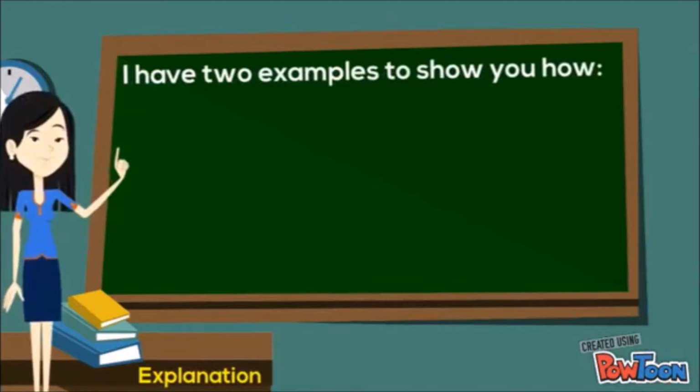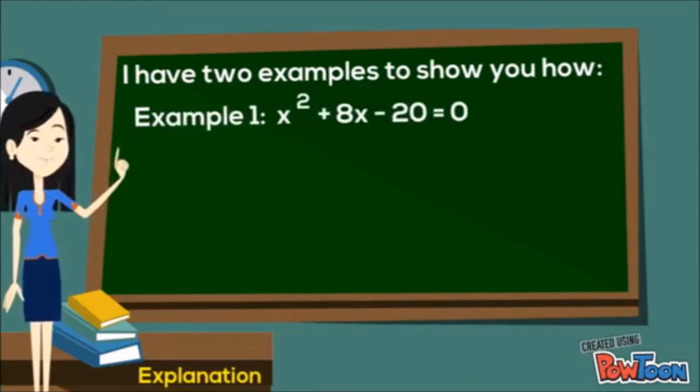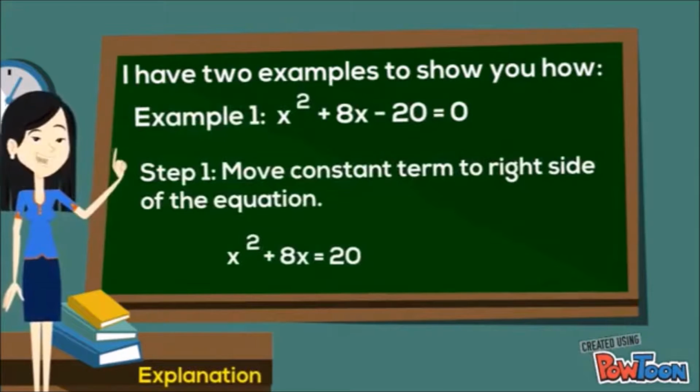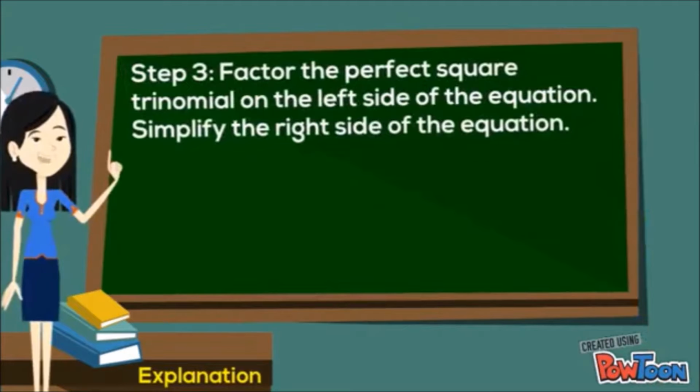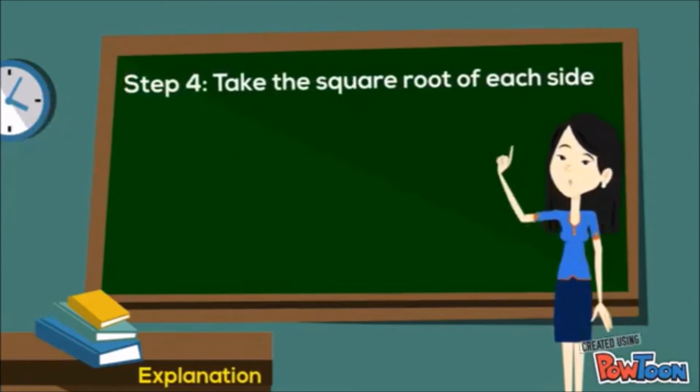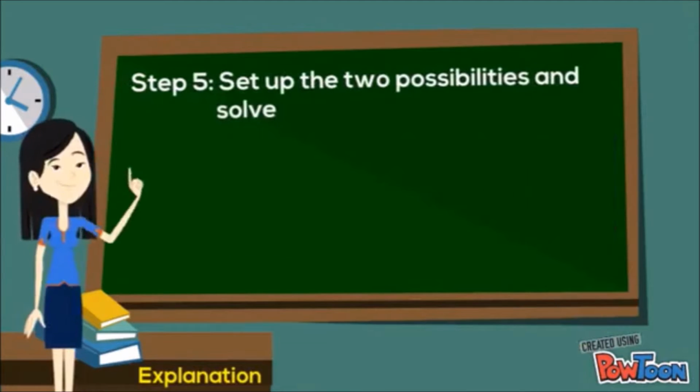I have two examples to show you how to solve the equations by completing the square. Step 1. Move quadratic term and linear term to left side of the equation. Step 2. Find the term that completes the square on the left side of the equation. Add the term to both sides. Step 3. Factor the perfect square trinomial on the left side of the equation. Simplify the right side of the equation. Step 4. Take the square root of each side. Step 5. Set up the two possibilities and solve.